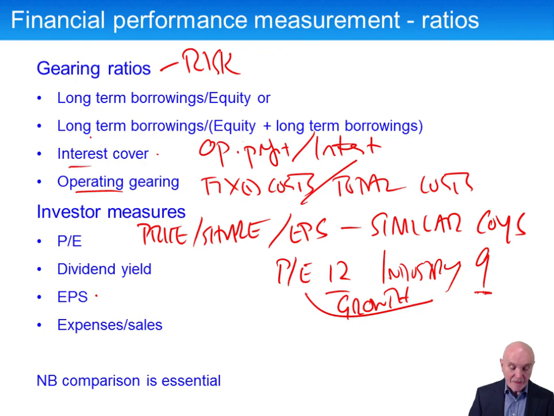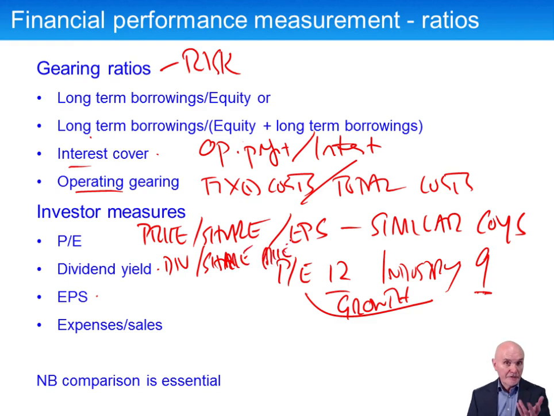Earnings per share is a useful one. Looking at dividends or dividend yield here is a little bit arbitrary. It depends on the dividends that have been declared, and this is basically the dividend per share over the share price. But the directors can move the dividends up and down. They can manipulate this sometimes.